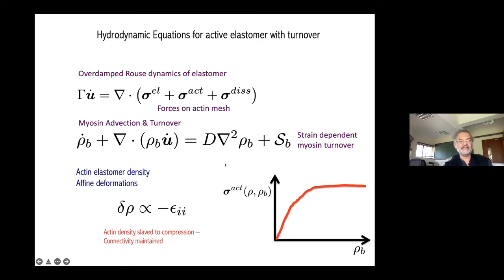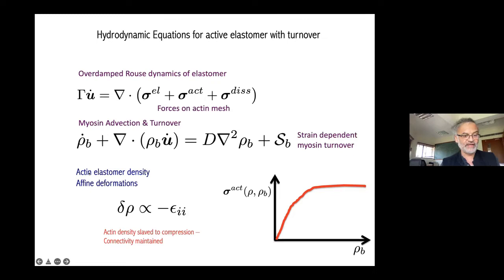The active stress in general, which appears in the second part of the stress equation, is dependent both on the actin density and on the bound myosin density. And clearly, a simple form as schematized here would suffice. It would say that the more myosin that you have, the more is the active stress, and possibly there's a saturation for very large myosin density.